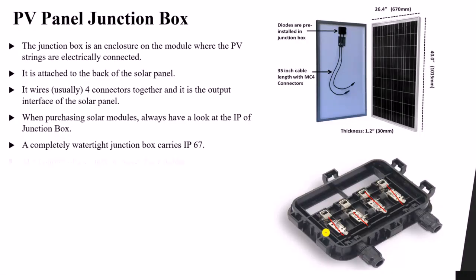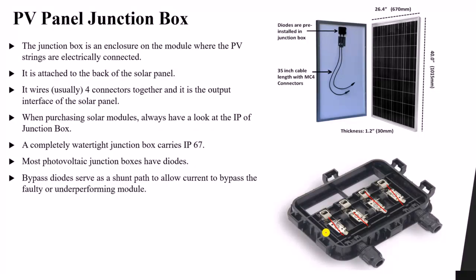Okay, now you have to know that most photovoltaic junction boxes have diodes, which, as we said before, are the bypass diodes. The bypass diode forms a shunt path to allow current to bypass the faulty or underperforming module. So if there is a fault inside part of the panel, or there is a shading effect, it will bypass this panel or this part of the panel.